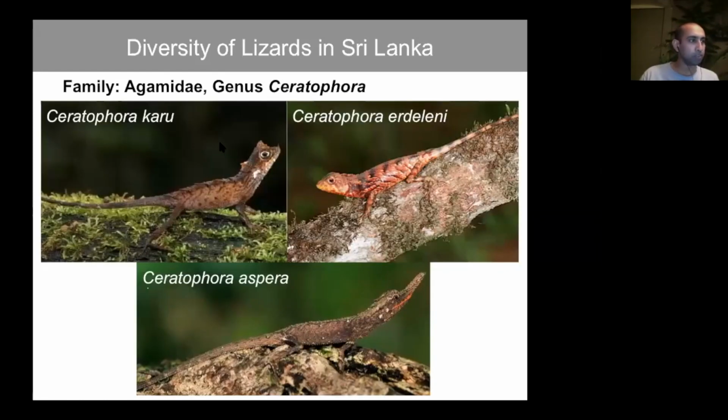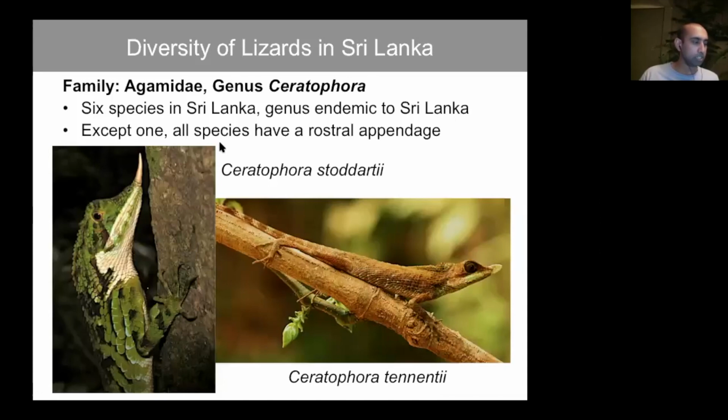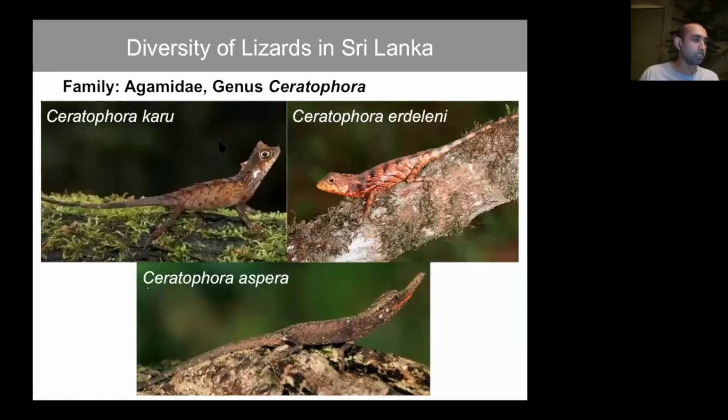There's 3 more of them. So all 6 species are restricted to the wet zone of the country. So most of them are found in the lowland rainforests of Sri Lanka, while 2 species, the stoddartii and tennentii, are found in the submontane and montane forests of the highlands of Sri Lanka. So very cool looking lizards.